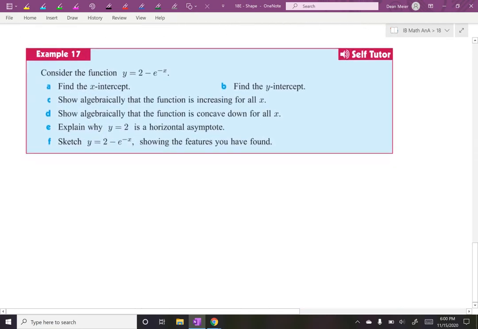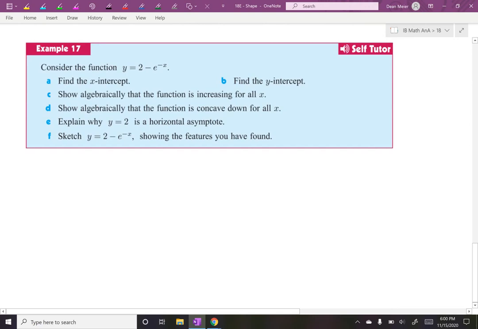Last but not least, 17, right? Let's talk about this bad boy. Find the x-intercept of this graph. So x-intercept is when y equals 0. So that means 0 equals 2 minus e to the negative x, which means e to the negative x is equal to 2. And using some fancy logarithms, I can log both sides. Ln of e to the negative x equals ln of 2.